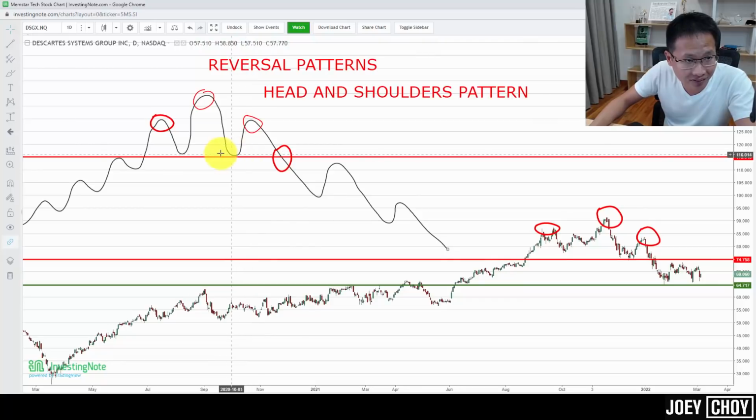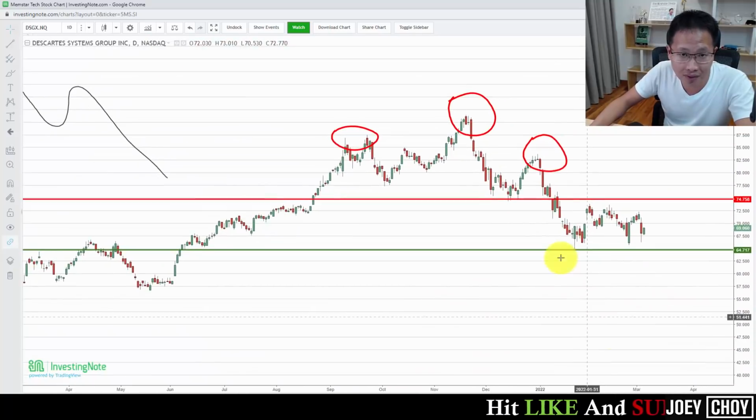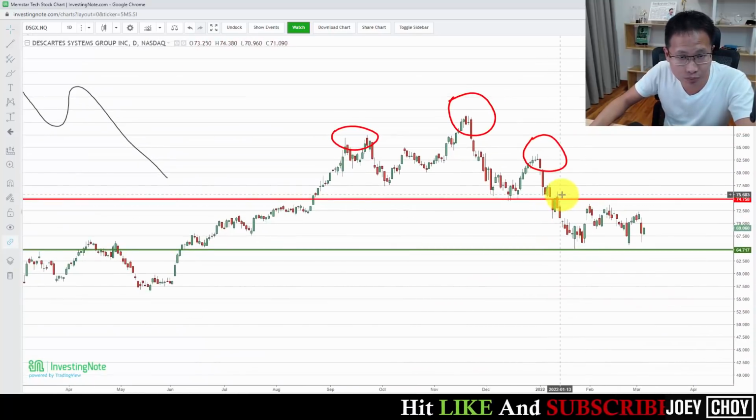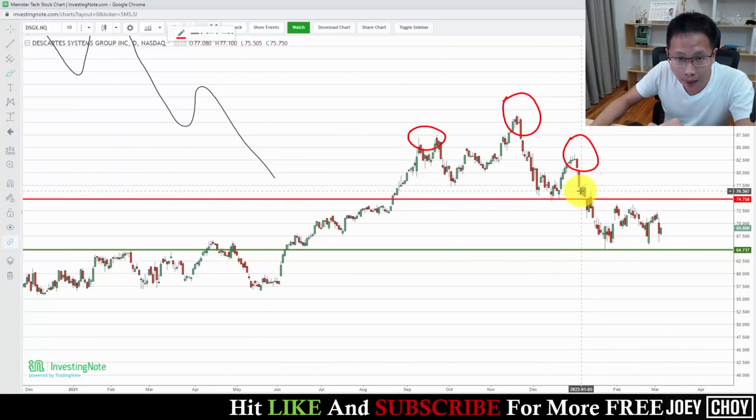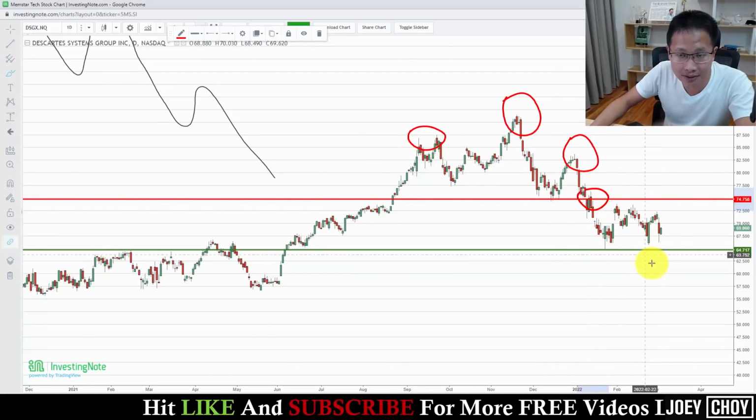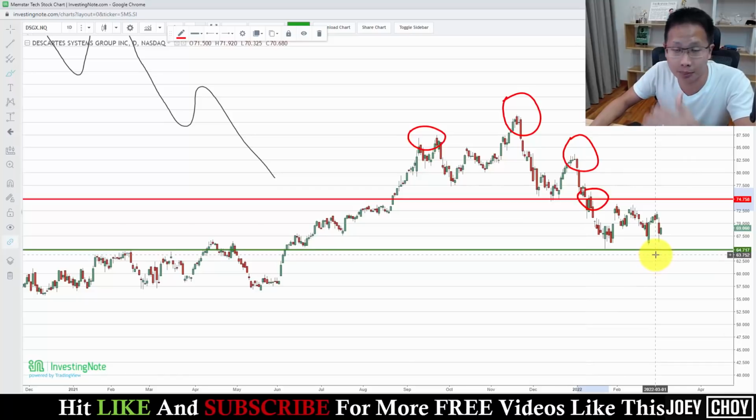So basically, when we break this neckline or support, that is where we get more confirmation. So when did this stock actually break this neckline or this support? Somewhere around here, as I say, this is the $75 level, and it seems like we have broken this $75 neckline support.